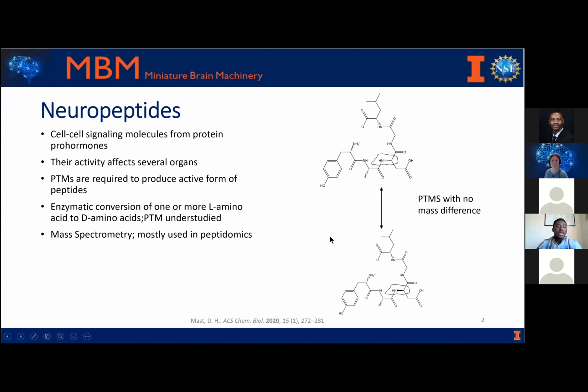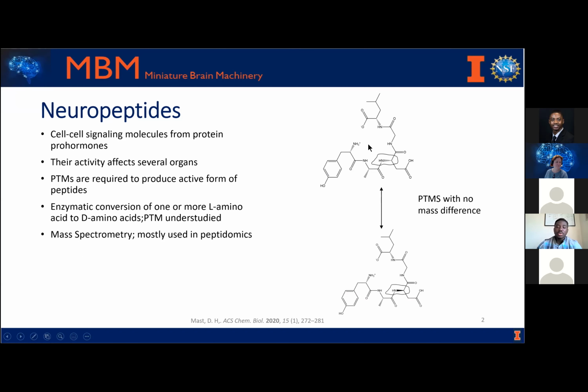Some of these neuropeptides, in order to get the active forms, have to go through a series of post-translational modifications. One of the post-translational modifications that has been recognized is the conversion of one or more of these L-amino acids to a D-amino acid. And the most advanced technique that is being employed recently in peptidomic studies is mass spectrometry.